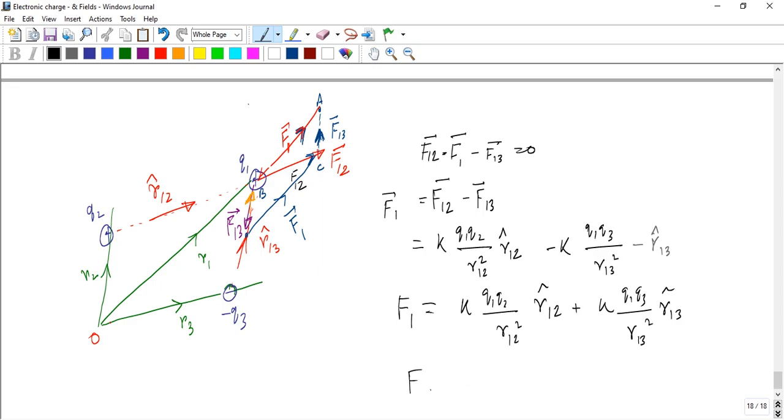So finally you can solve this: F1 is equal to K Q1 times the summation, i equal to 2 to n, of Qi by R1i square, R1i cap.